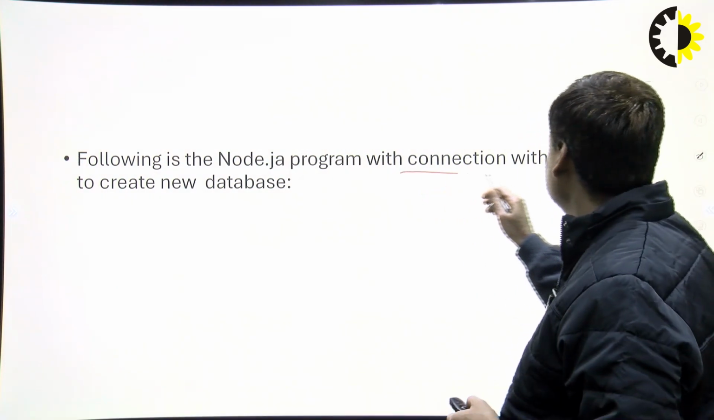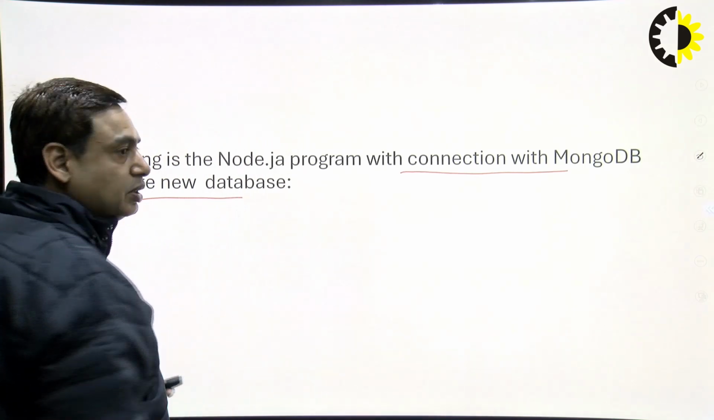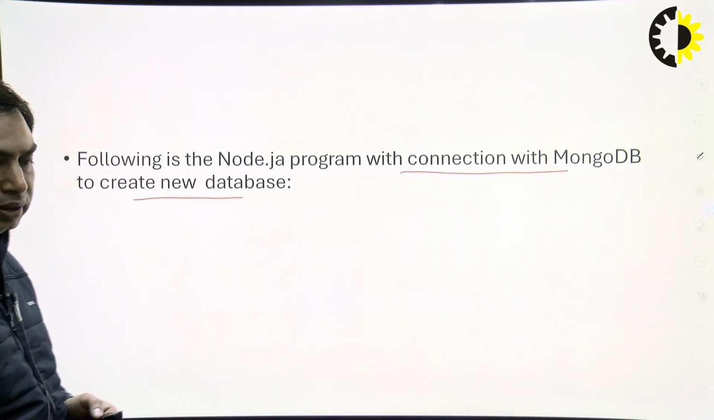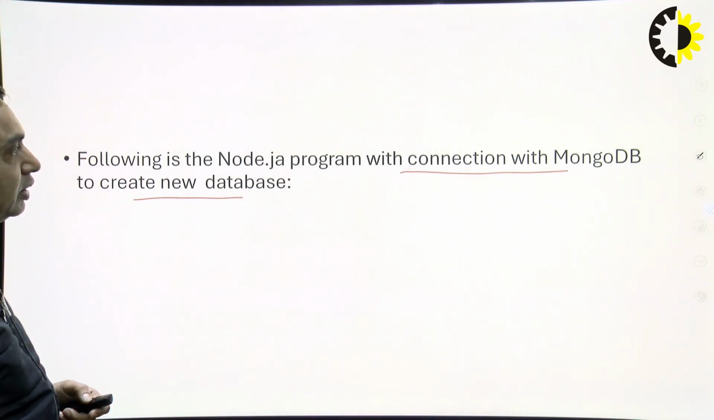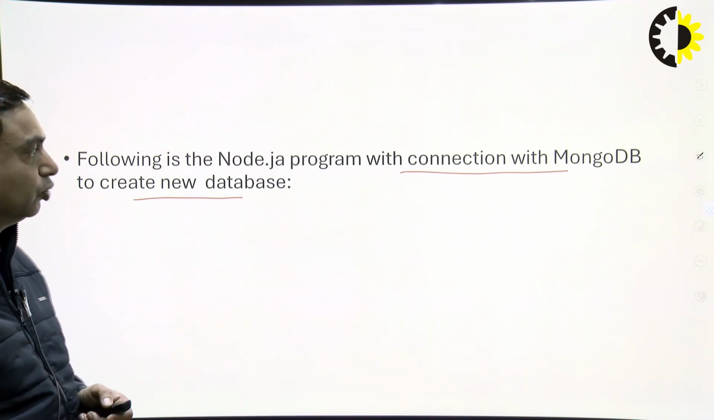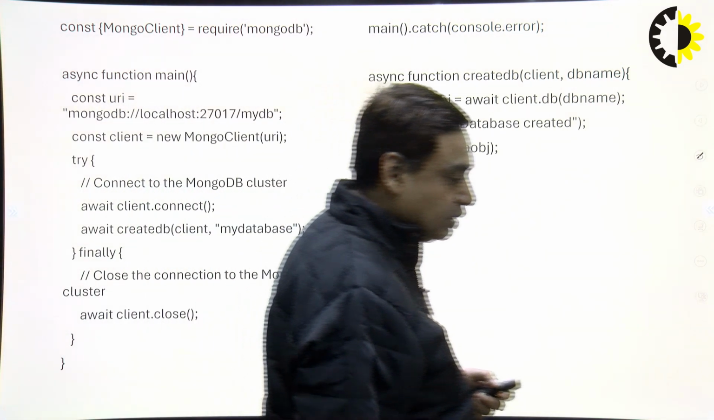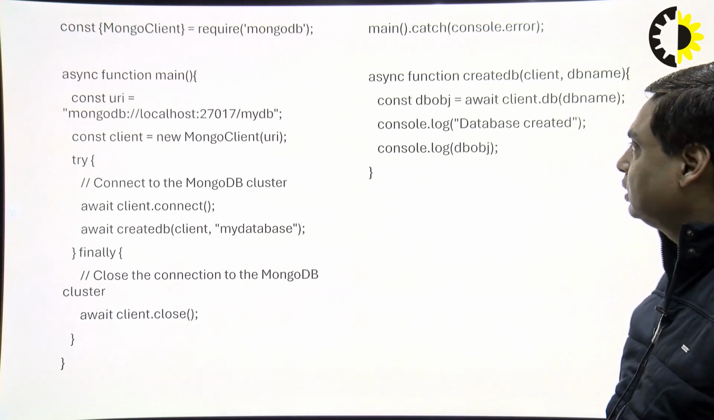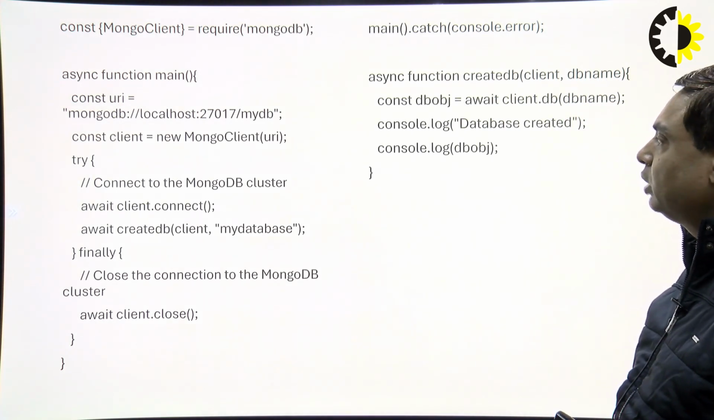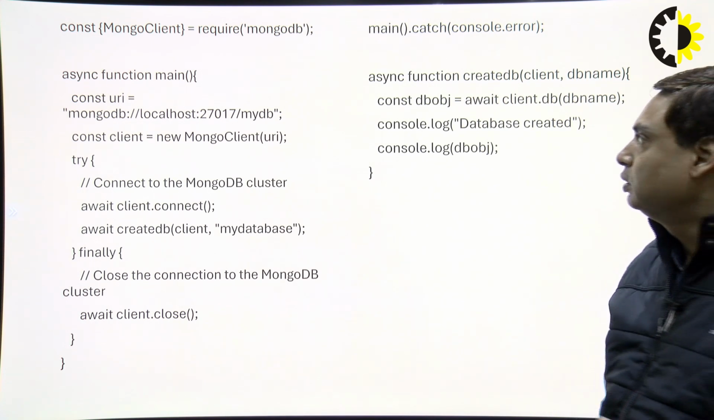The next program is with MongoDB to create a new database. In the previous program I discussed how to display the list of databases available in MongoDB. Now we are going to create a new database in MongoDB. This is the program. So instead of explaining again what the string is and how to connect, I am going to explain only the main part in this program.